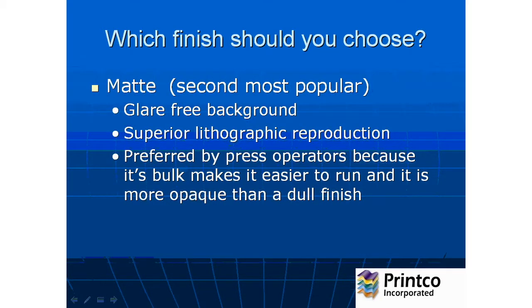Matte finishes are the second most popular. Sometimes matte and dull finishes are difficult to tell apart. A matte finish paper is preferred by most press operators because it tends to be a bulkier sheet and it's easier to run on the press. And the matte finish has a superior lithographic reproduction. A matte finish has a glare-free background and is more opaque than a similar weight of dull finish.